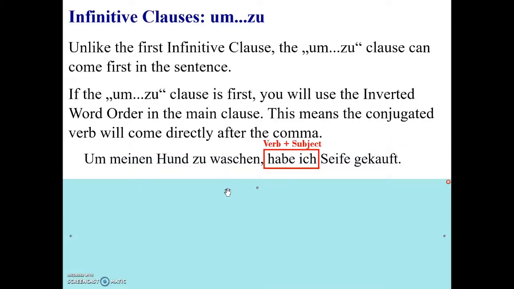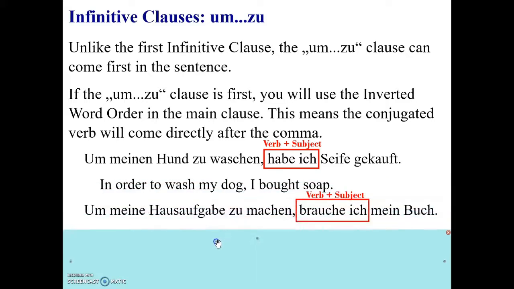Um meinen Hund zu waschen, habe ich Seife gekauft. This is the exact same sentence, just putting the um zu clause at the beginning. In order to wash my dog, I bought soap. We have a um zu clause at the beginning, and in the second, our main clause, we have to invert our subject and our verb. So first position is that first clause. Our verb is always in second position. So um meinen Hund zu waschen, habe ich Seife gekauft.